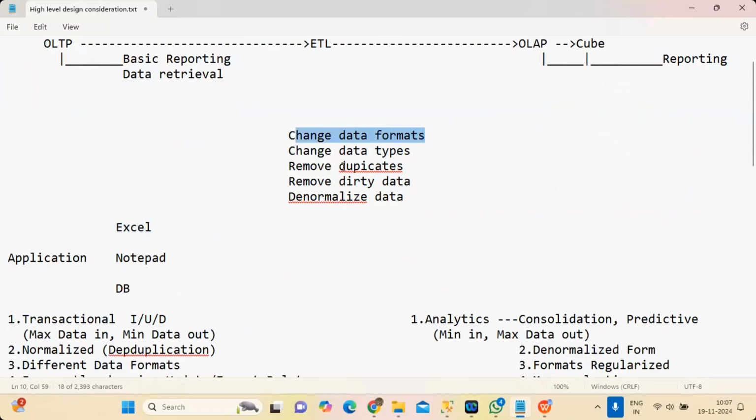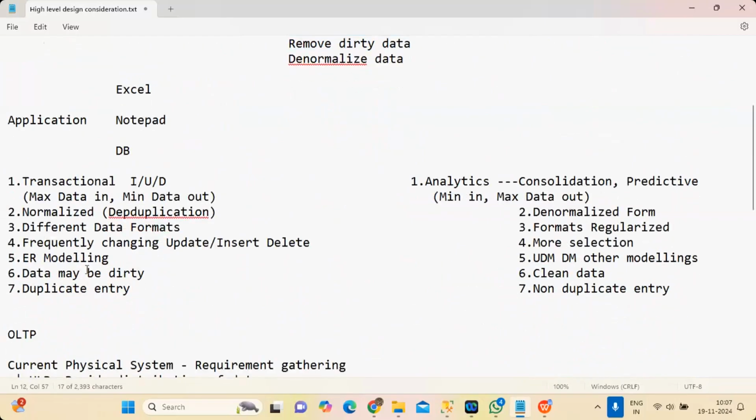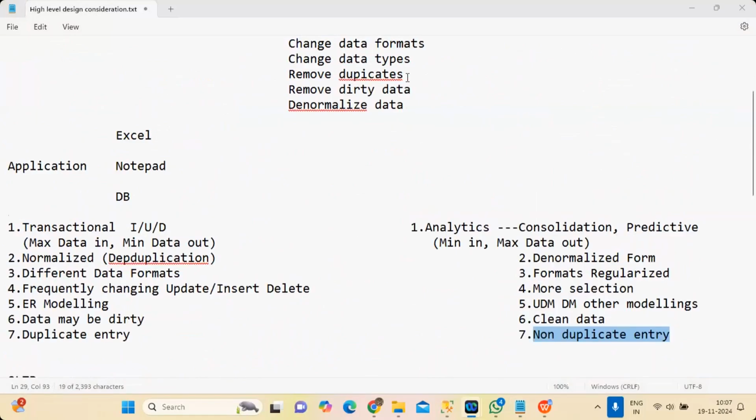Then you have to change the data types, because when you change data format, in Excel you have number or numeric. In SQL, you have integer. So you have to change the types. You have to remove duplicates because here duplicates are possible due to human error. Here duplicates are not allowed because it will reduce the accuracy of analysis. Then removing of dirty data. Then removing or introducing duplicates.